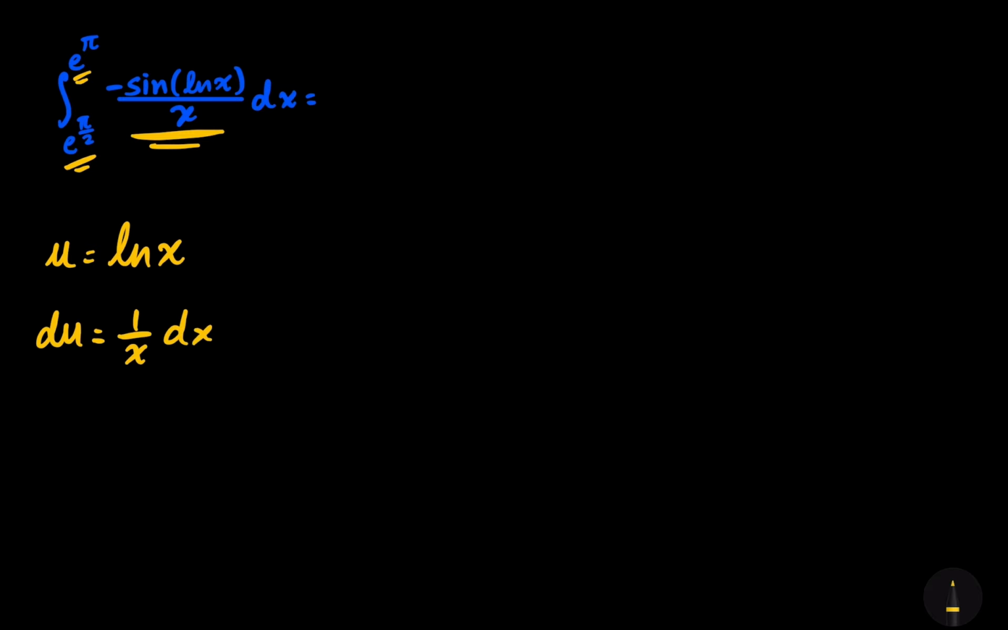And then with that in mind, we have over here the natural log of x inside of this negative sine function. We have this 1 over x dx. And so what we can just do is write this as the integral from e to the pi over 2 to e to the pi of negative sine of u, right? Because we said u is equal to the natural log of x, and then 1 over x dx is just going to become du. And so now we have a much simpler integral. So we just used a little bit of u-substitution. And now we just have to go ahead and evaluate this.